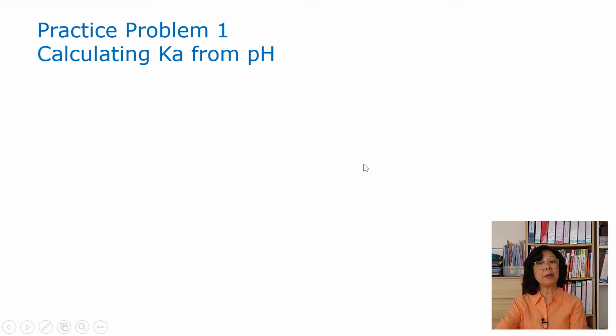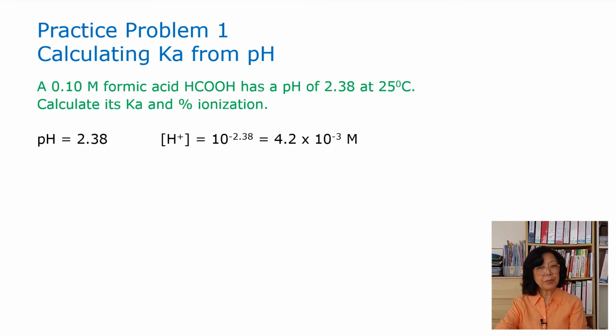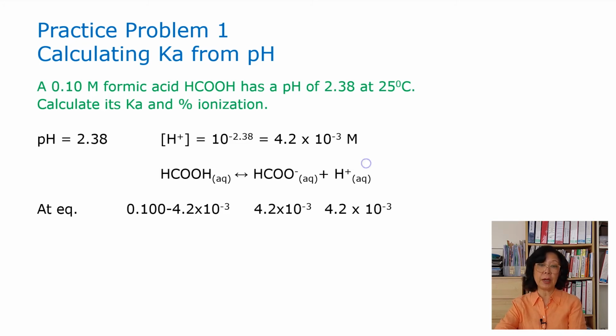Practice problem number 1. Calculate Ka from pH. 0.10 molar formic acid has a pH of 2.38 at room temperature. Find Ka and percent ionization. So from the pH, we can then determine the hydrogen ion concentration to be 4.2 times 10 to the minus 3 molar. Now we write the equation for the ionization of formic acid to form formate ion and hydrogen ion.